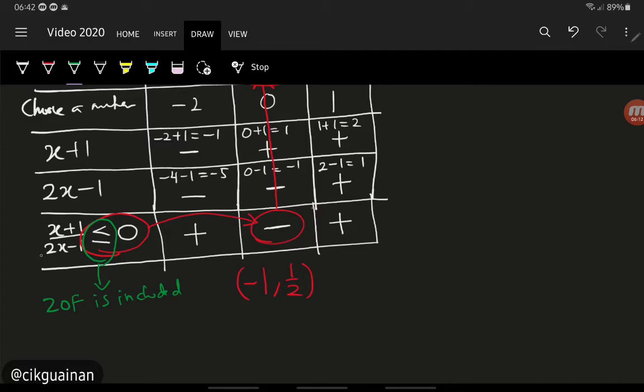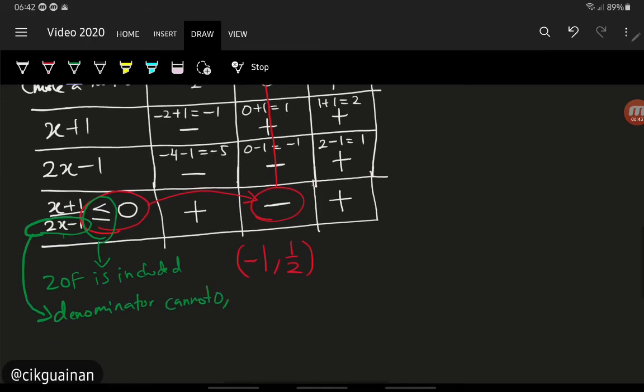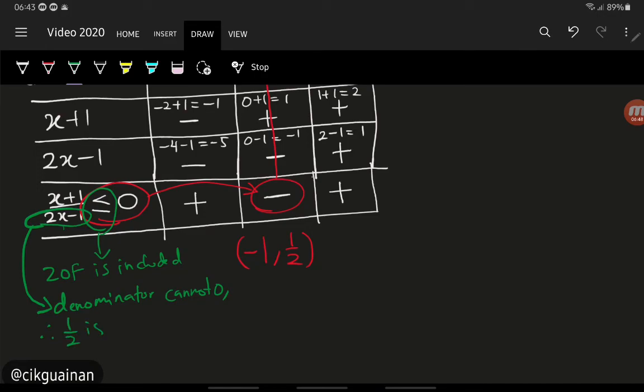But there's a problem. We have one factor in the denominator over here. The problem with this denominator is that in a fraction, the denominator cannot be 0. The ZOF for 2x minus 1 will make 2x minus 1 become 0. Since the denominator cannot be 0, half is not included. So the only one included is minus 1. We change that one into a square bracket, but not this one, because half will make the denominator equal 0. So we cannot have 0 as a denominator. This is the final answer.